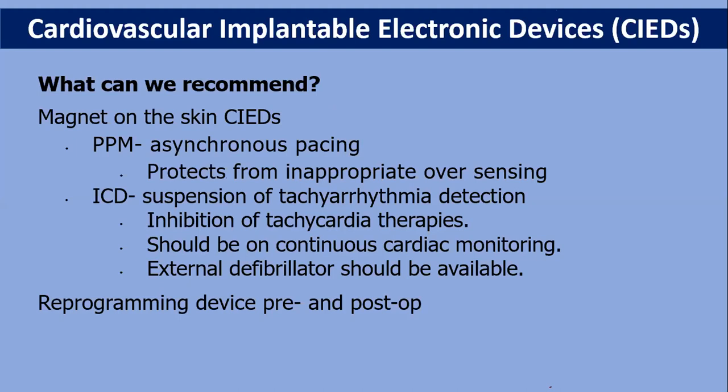I'm not going into details about that, but we can recommend applying a magnet over the skin above the CIED. What it can do is turn the permanent pacemaker into an asynchronous mode. It will not sense anything, so it will protect from inappropriate oversensing. And for the ICD, what will the magnet do? The magnet will suspend tachyarrhythmia detection, and tachy therapies will also be inhibited. This is dangerous if the patient has frequent ICD shocks. So those patients should have continuous cardiac monitoring during the perioperative period, and an external defibrillator should be available.